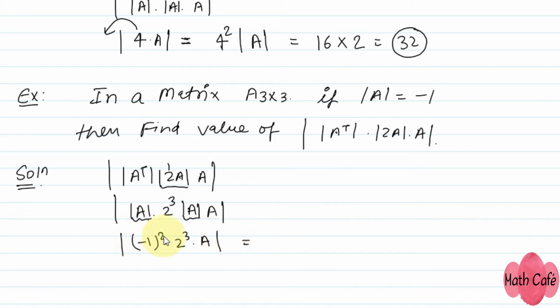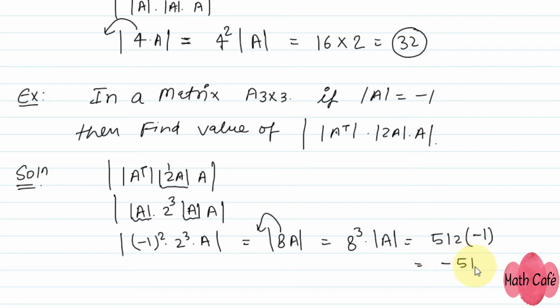So minus 1 squared will become 1 and 2 raised to 3 is 8, so 8 into my matrix A. Again I can take 8 outside of this determinant, so this will be in the form of 8 raised to n. N is the order of the matrix, that is 3, multiplied by the determinant value of A. So 8 raised to 3 will become 512, and the determinant value of A in the question is given as minus 1. So finally we will get the value of this expression as minus 512. Hope you understand this.